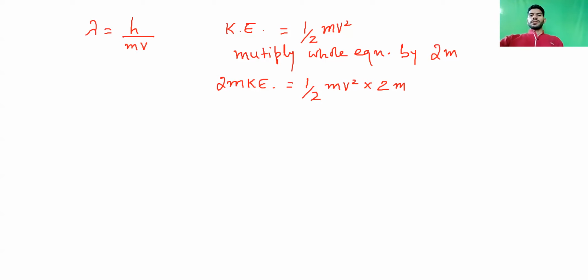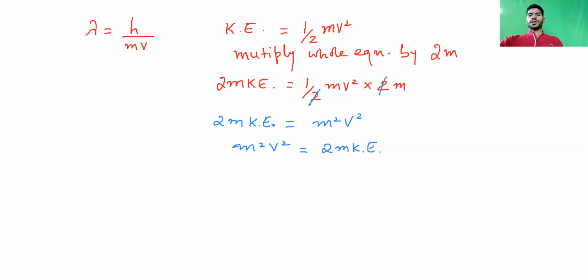Now tell me here that 2 and 2 will cancel. M into m, that is m square. So I will write it like this, that is m square into v square. So it is equal to 2m kinetic energy. Now can I write it like this? That is m square v square is equal to 2m kinetic energy.